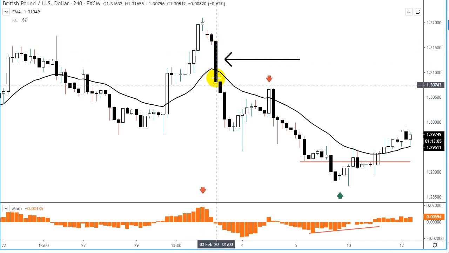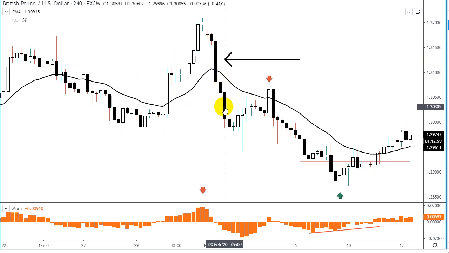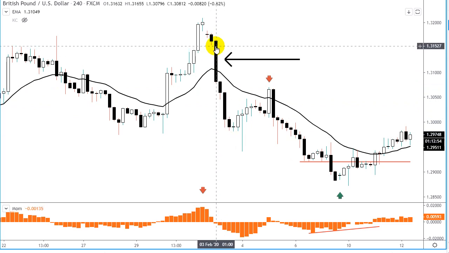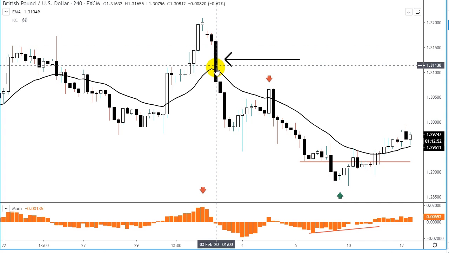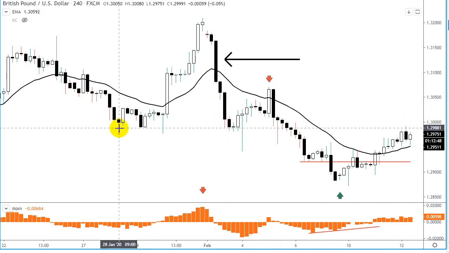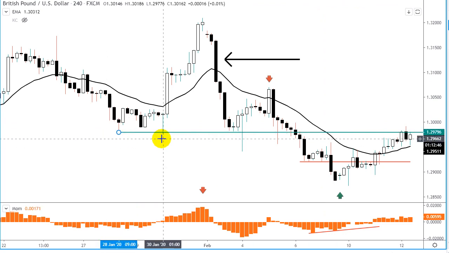This is the issue we have. We don't want to see this kind of action into a pullback. And you see it just keeps on crashing down. Remember, these are 4-hour candlesticks, so this was a pretty big drop. And price just happened to pull back into this area that was acting as support.